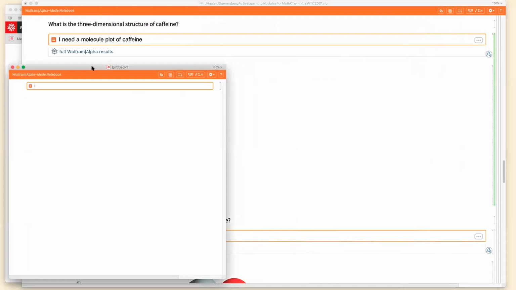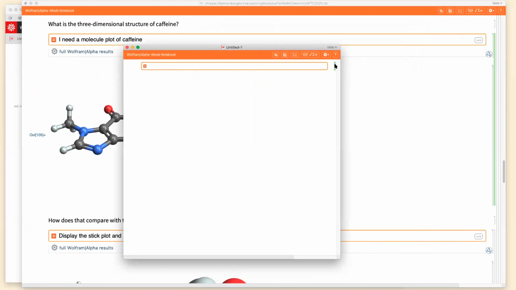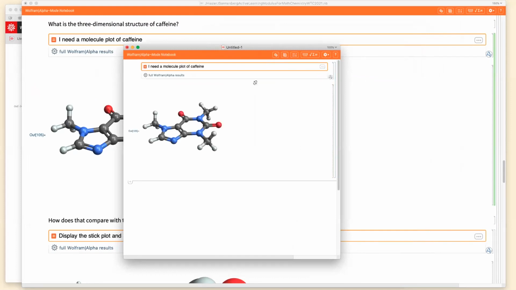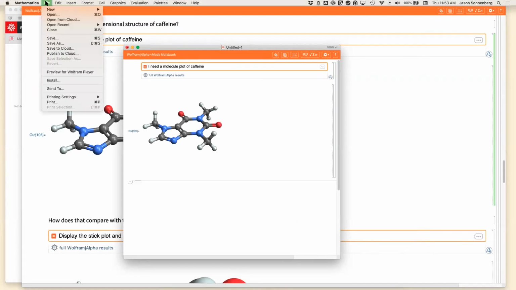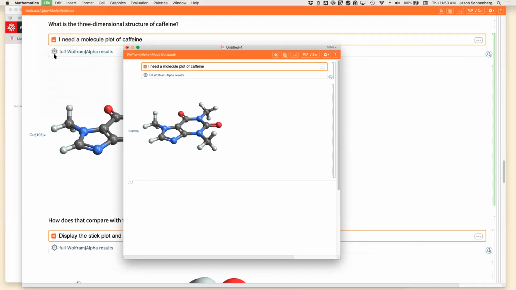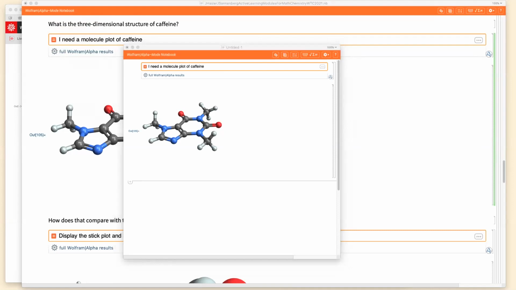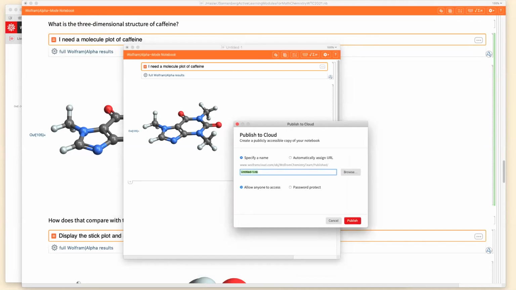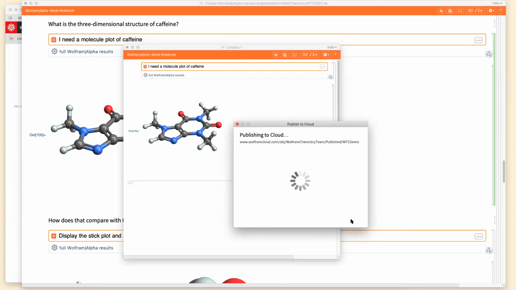And so with our cloud features, we can just cut and paste. I'm going to cut and paste this into a new notebook and then immediately go up to the file menu and publish to the cloud. And so that brings up a new dialog, and I'm going to call this WTC demo. And I'm going to allow access to everyone. Hit publish.